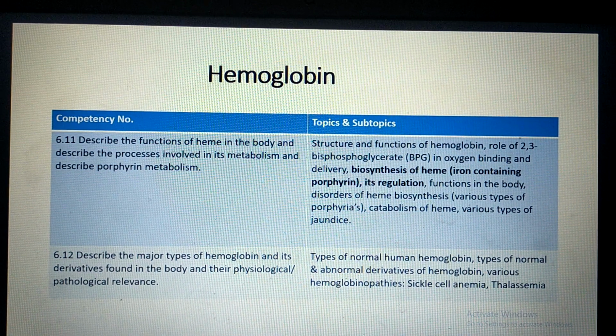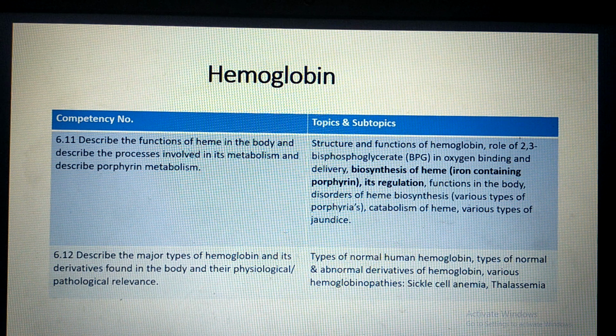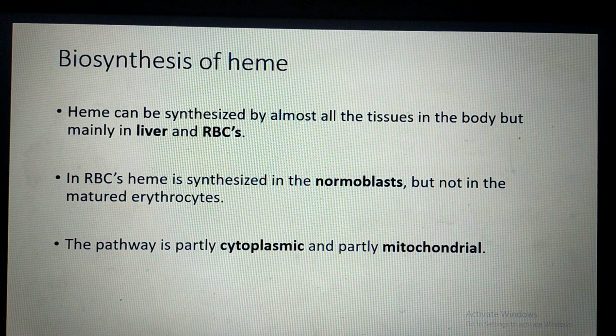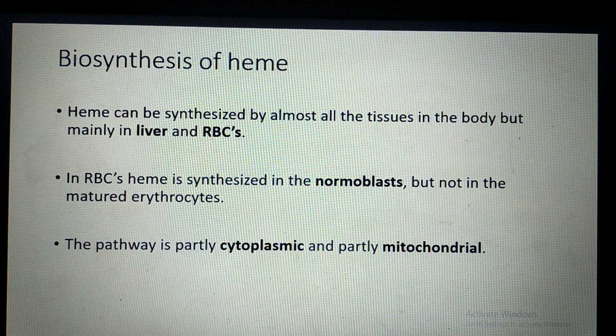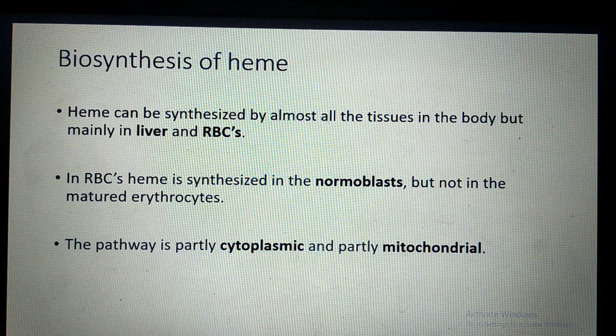Good morning students, we will continue competency number 6.11 and today's topic is biosynthesis of heme and its regulation. Heme is synthesized in almost all tissues in the body, but the main organs for heme synthesis are the liver and RBCs. In RBCs, heme is synthesized in the normoblast stage and it is not synthesized in mature erythrocytes.